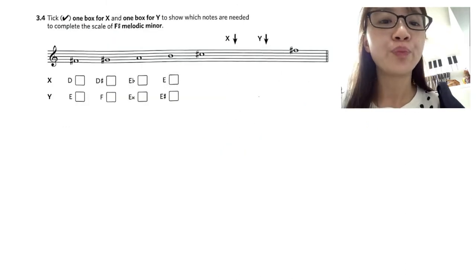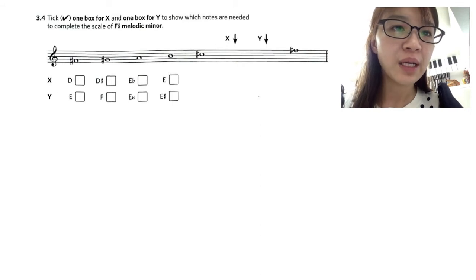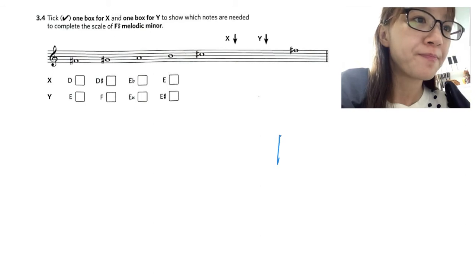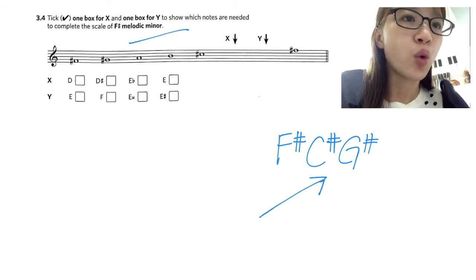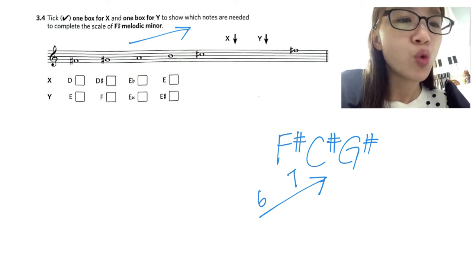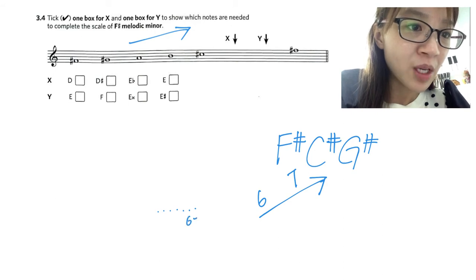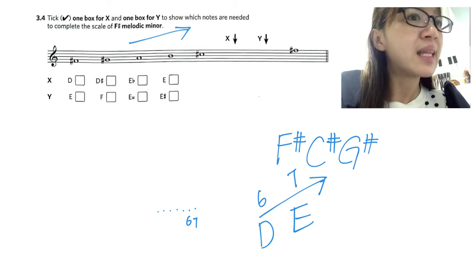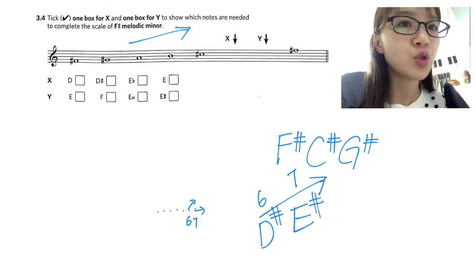For question 3.4, we need to complete the scale of F sharp minor melodic. F sharp minor gives you three sharps: F sharp, C sharp, and G sharp. And when we say melodic, we have to consider whether it is going up or going down. In this case, it's going up. So we need to raise the sixth note and the seventh note. What are the sixth and seventh notes of F sharp? Let's count: 1, 2, 3, 4, 5, 6, 7, D and E. So D and E are the sixth and seventh, and there is no sharp here. So you raise them up, becoming D sharp and E sharp. So F, G, A, B, C, D, E. D, E, you have to put the sharp because they are the raised sixth and seventh notes.